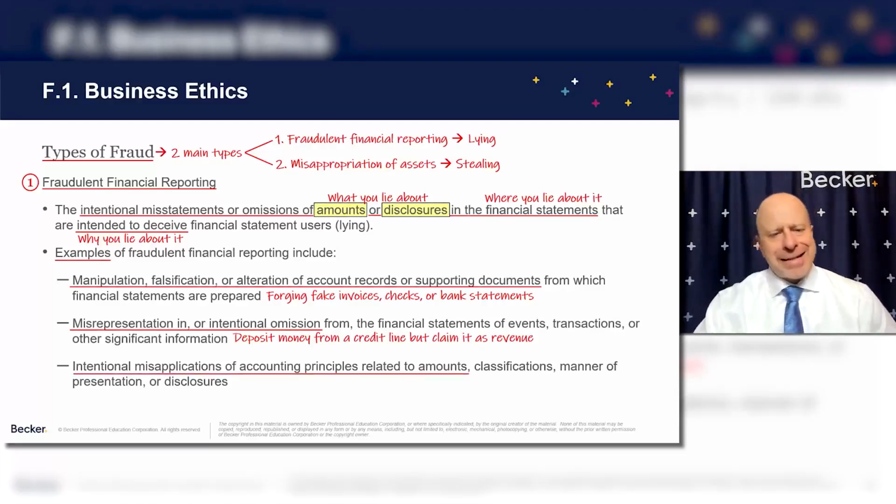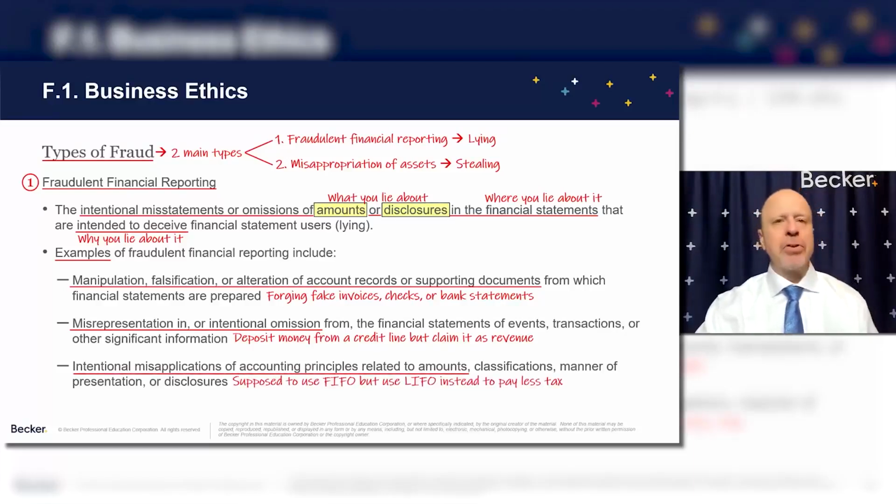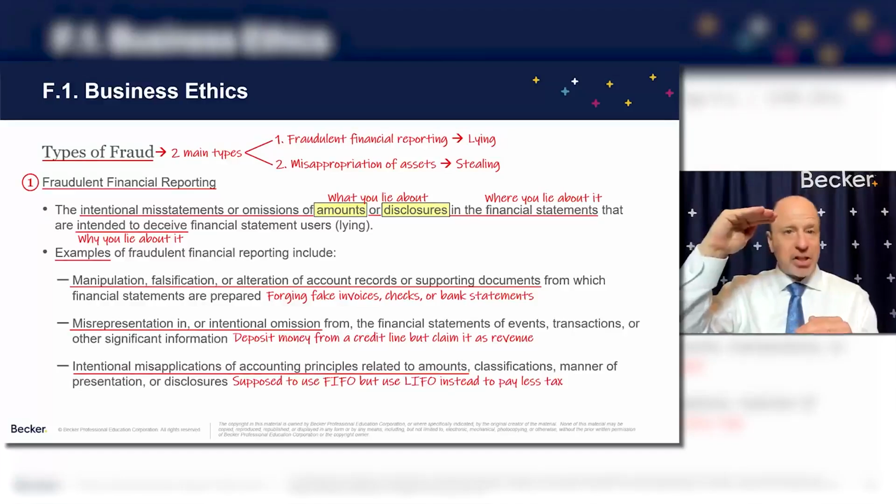Or what about intentional misapplications of accounting principles? Think about LIFO versus FIFO, right? Maybe a company is supposed to be using FIFO, first in, first out, when they sell goods. And we know first in, first out, the first in have the smallest dollar amount. So if you take the sales price minus the cost using FIFO, it's a lower cost. LIFO is newer inventory, so you probably paid more money for it.